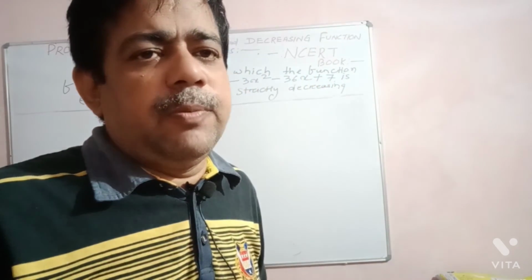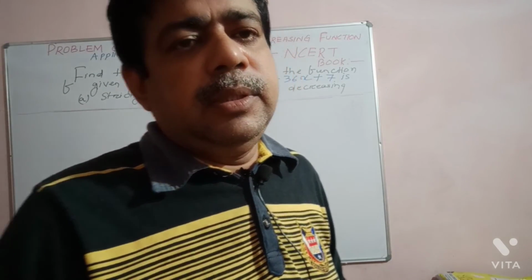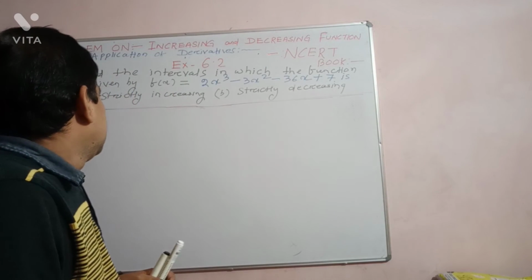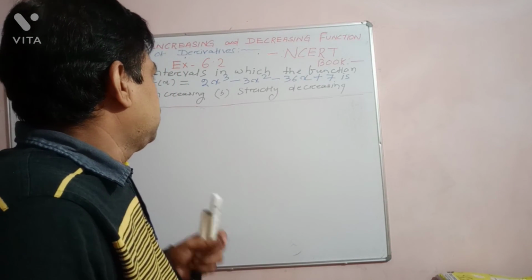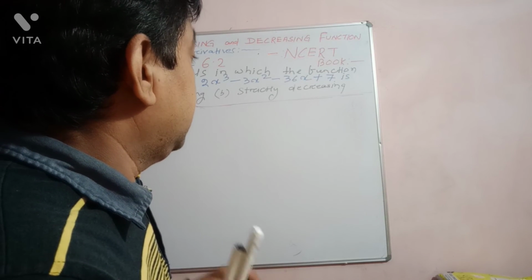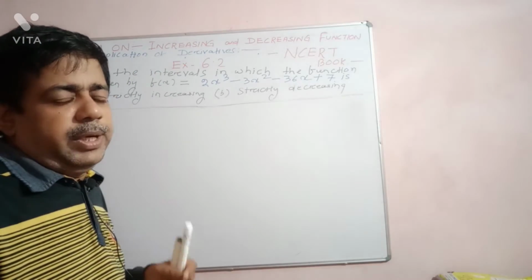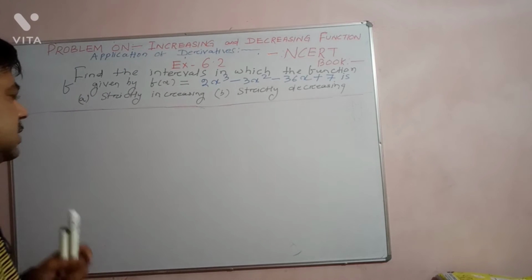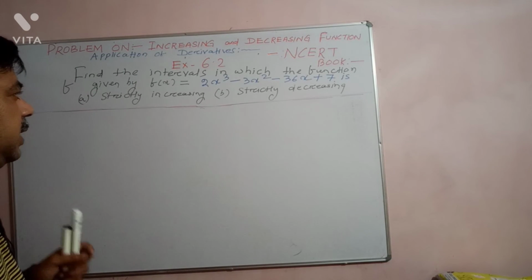Okay dear students, in this class I am discussing question number 5 of your NCERT book, standard 12 math, exercise 6.2, based on the concept of increasing and decreasing functions and an important application of the derivative. In this question you have to find the intervals in which the function f given by f(x) is equal to 2x cube minus 3x square minus 36x plus 7 is point A strictly increasing, point B strictly decreasing.